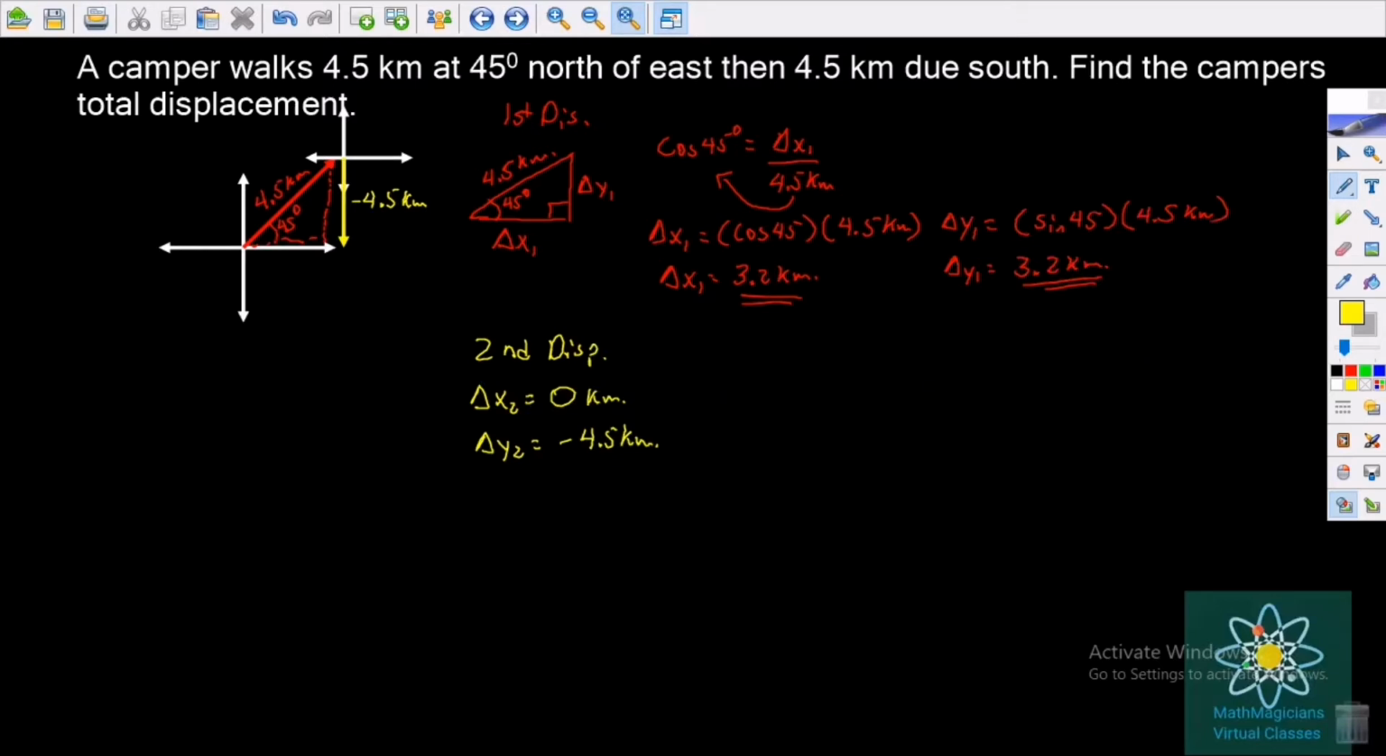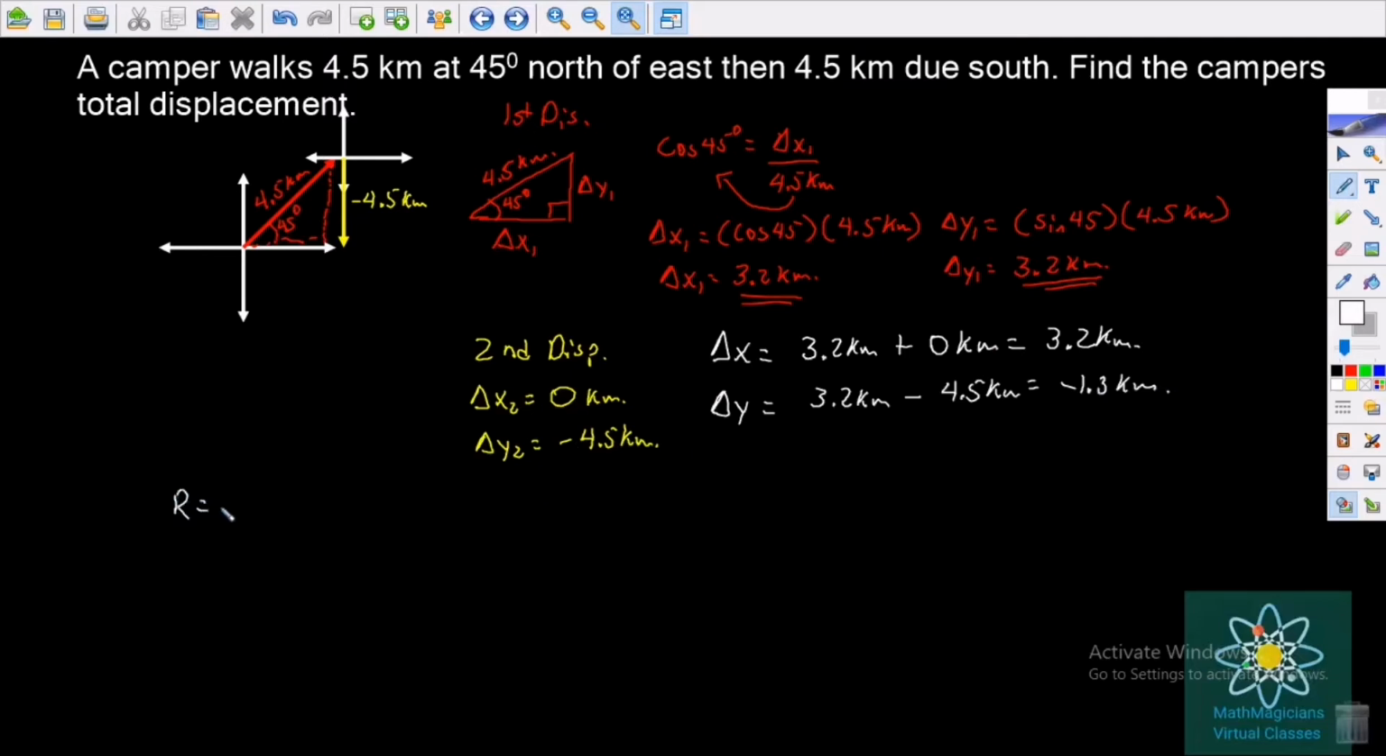Once we have this, we're going to find our resultant. To find our resultant, we need to add all the components, delta x and delta y. Delta x, as you can see, is 3.2 kilometers plus 0 kilometers. If you add this, it is 3.2 kilometers. And delta y would be 3.2 kilometers minus, because it's negative, 4.5 kilometers. Your answer here would be negative 1.3 kilometers.